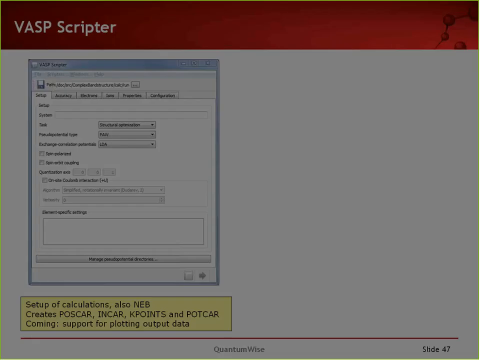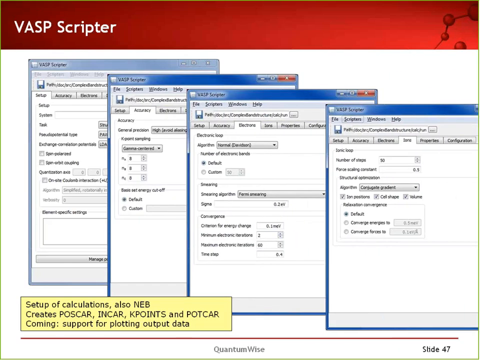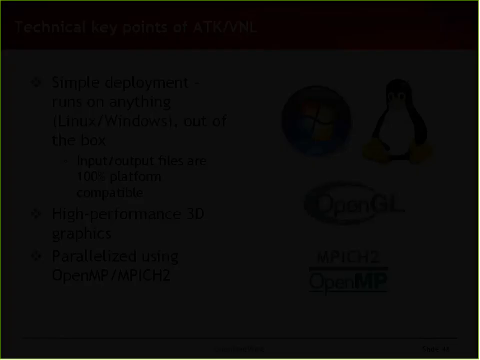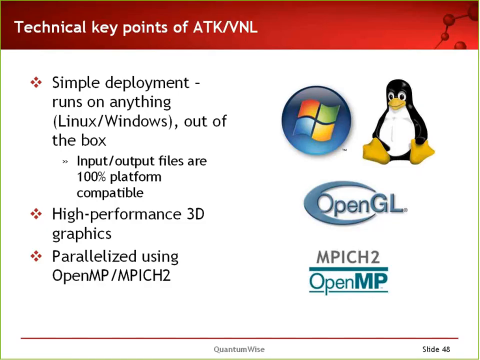There is also a VASP scripter, so you can produce the VASP files. Of course, we don't ship VASP, but you can read VASP geometries, you can create VASP geometries, and even create entire VASP scripts, so the INCAR, KPOINTS, POTCAR files, if you have them, and run them. And then also, coming up very soon, the possibility to plot the band structure and look at the results. Our GUI and the whole software runs on both Windows and Linux.